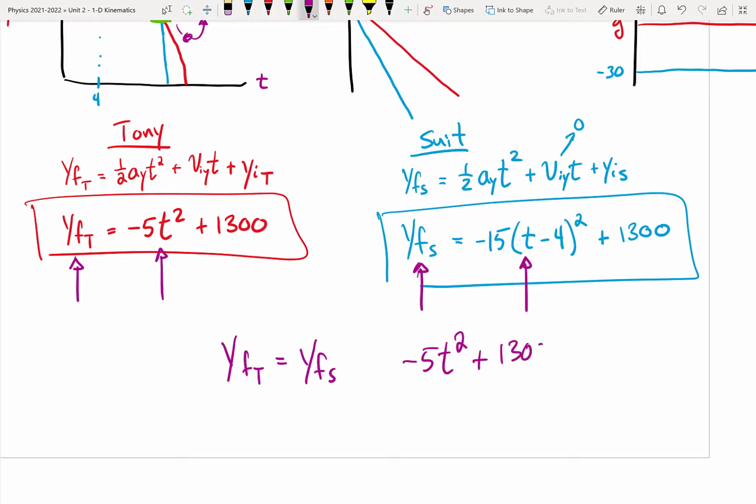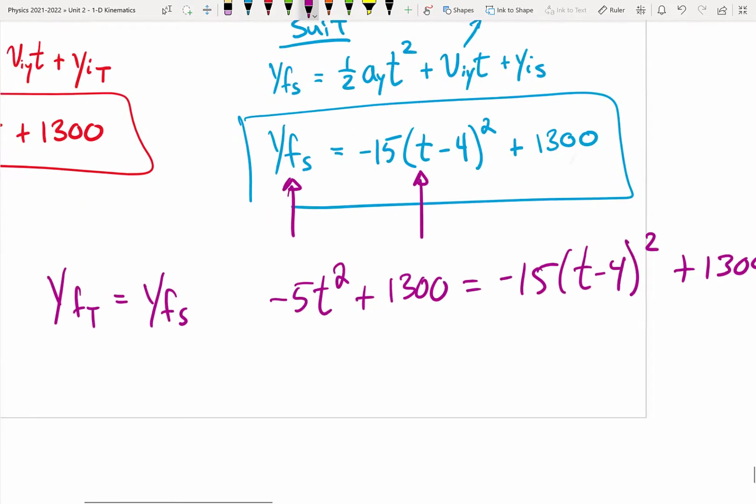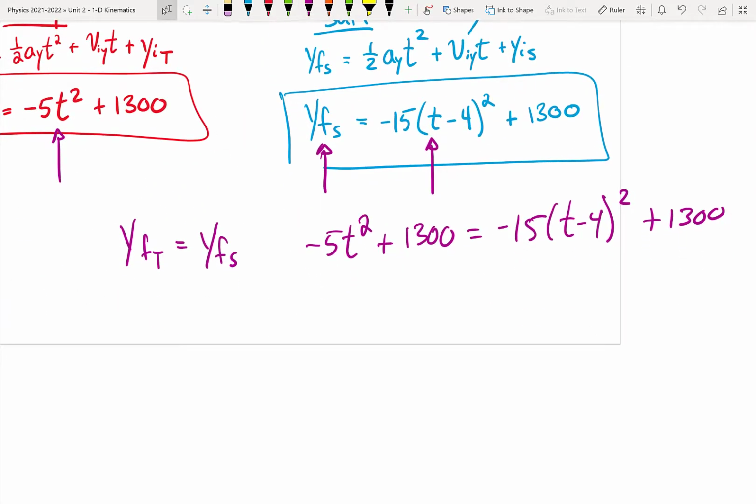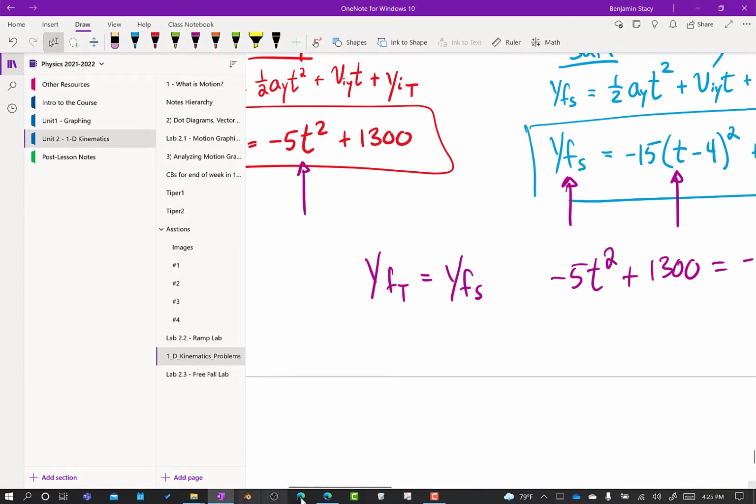So, well, this magic t minus 4 squared plus 1,300. Okay, and then now you're just solving that. Or you can solve that system some other way, however you like. The time is roughly about 9 seconds, I think. I plotted it.